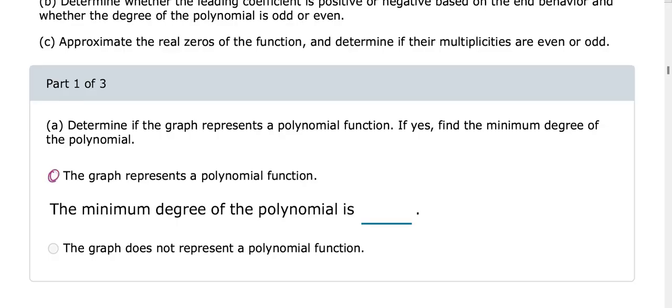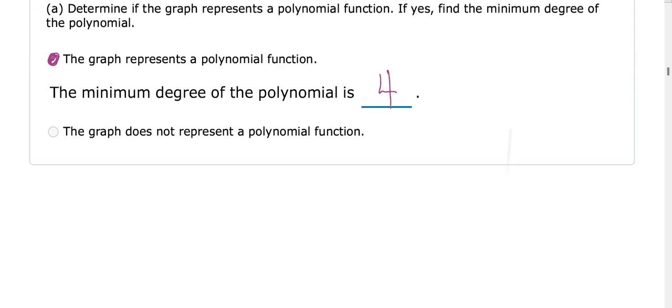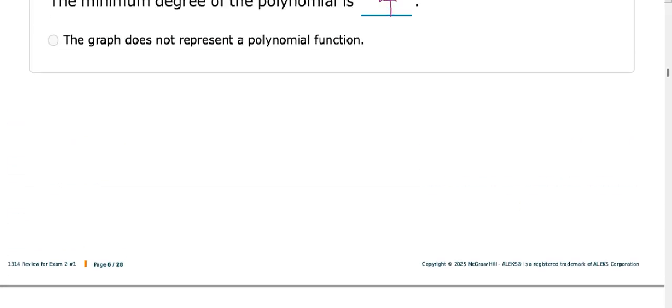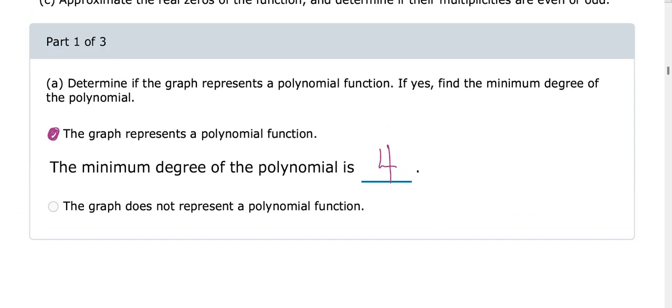Okay, part 2. The leading coefficient. Okay, since the degree is even, the leading coefficient, what did the graph look like again? Hold on.